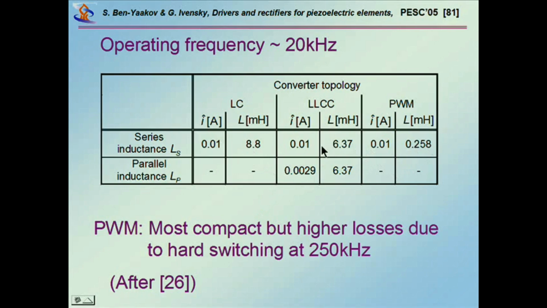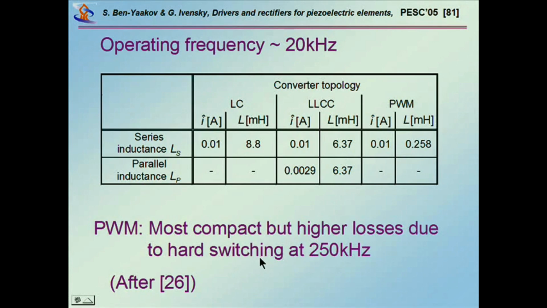You run the PWM at 250 kilohertz, so you need the filter for very high frequency, while in the resonant configuration, the L is part of the resonant for the low frequency, so therefore the inductance is high. So in this respect, the PWM is the most compact among the various possibilities.